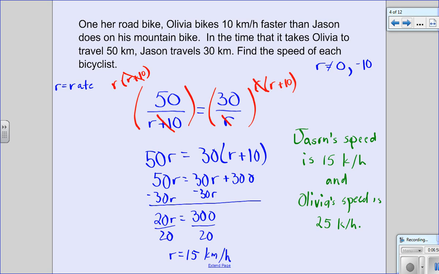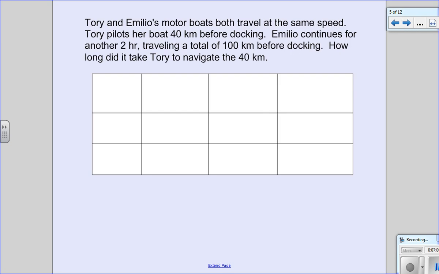Let's look at one more example. Tori and Emilio's motorboats both travel at the same speed. Tori pilots her boat 40 kilometers before docking. Emilio continues for another 2 hours, traveling a total of 100 kilometers before docking. How long did it take Tori to navigate the 40 kilometers?